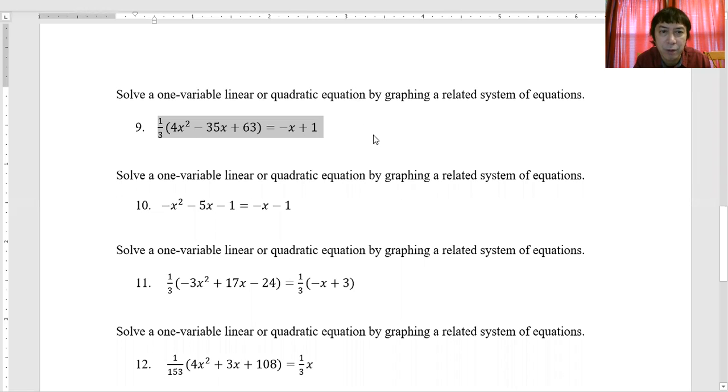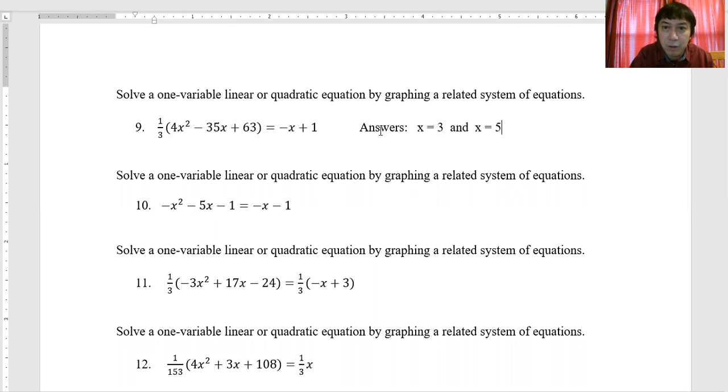That goes to our number 9, and these are the answers, x equals 3 and x equals 5. Next, let's continue with number 10.